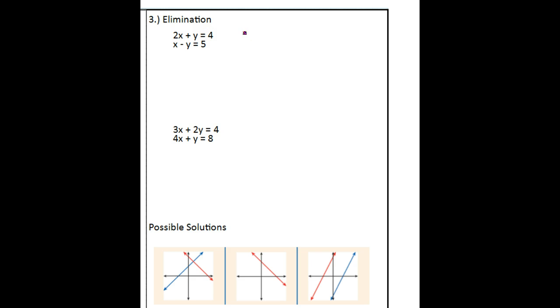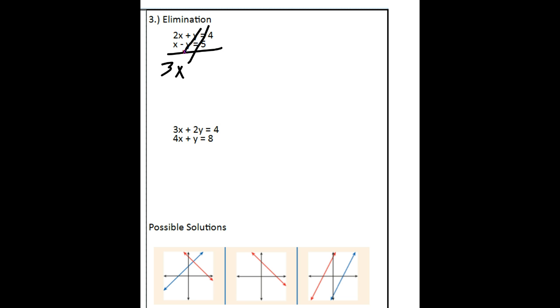To use elimination, all you have to do is take your two equations, line up your x's, line up your y's, line up your numbers. In this case, I have 2x plus y equals 4, and x minus y equals 5. So I'm going to line them up, and I'm going to add them. Anytime you're doing elimination, you're always adding. So 2x plus x is 3x. y minus y is 0. They cancel each other out, so I'm just going to scratch them out.